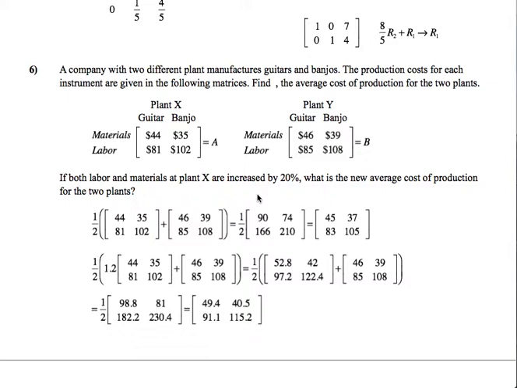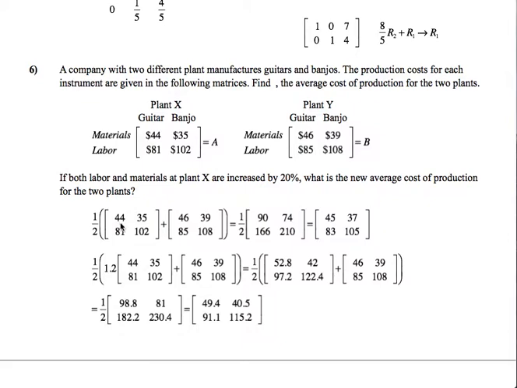Well, the average cost is just one plus the other divided by 2, or multiplied by half more properly. And so we add those 2 matrices up and multiply them by 1/2 to find the average cost. So that's what we've done here. Here's all the operations carried out.